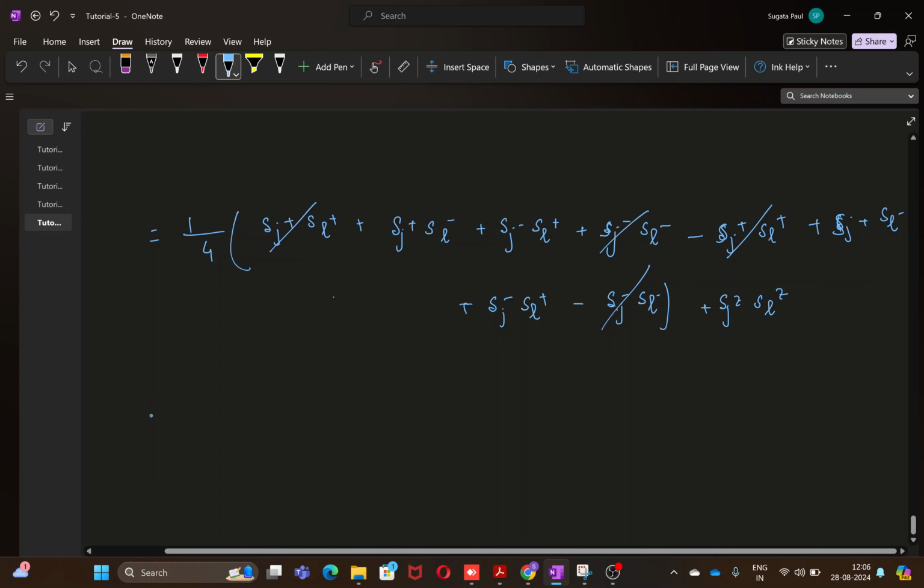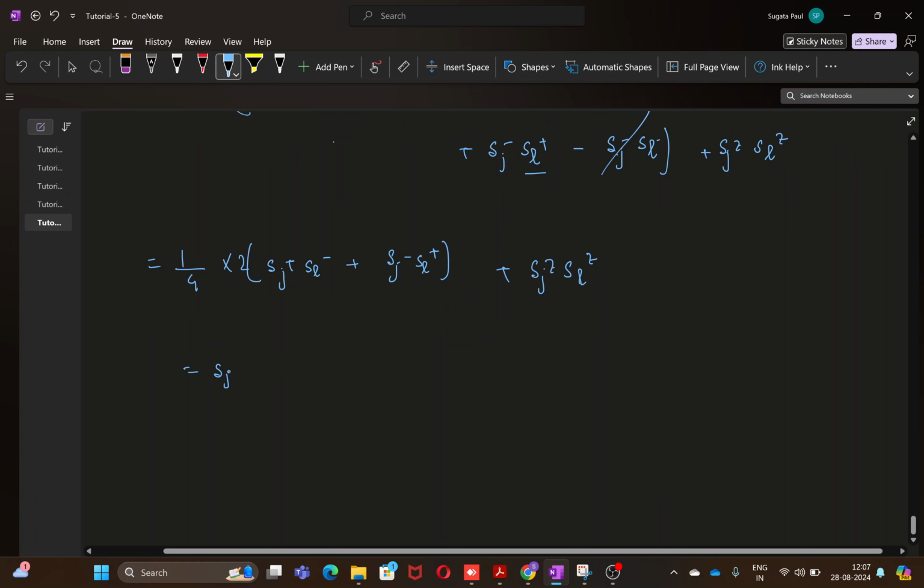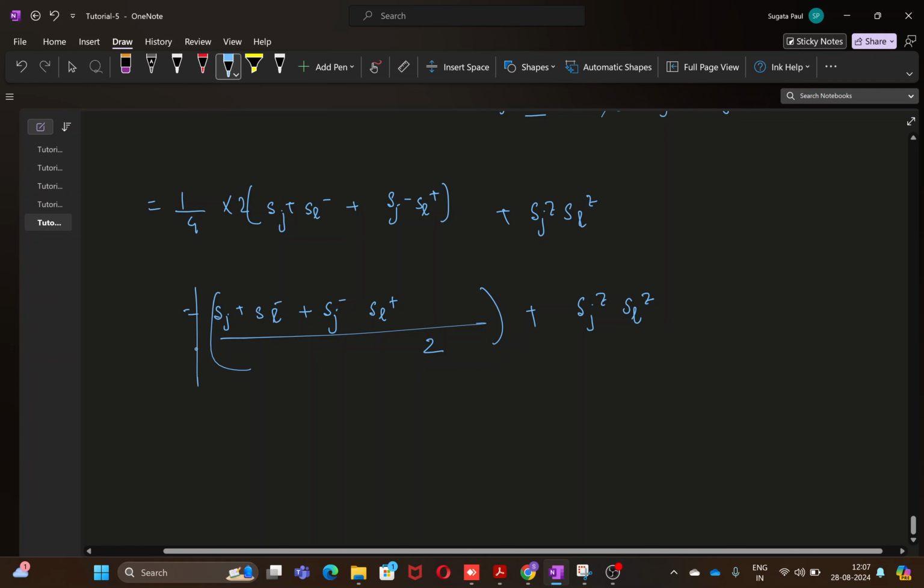So whatever we are left with is half into, now this Sj plus SL minus is present 2 times, so we'll just have twice, and also this Sj minus SL plus is also twice, so just take the 2 factor outside and remains Sj plus SL minus plus Sj minus SL plus, and also the remaining term is Sjz SLz. So you have Sj plus SL minus plus Sj minus SL plus by 2, plus Sjz SLz. So this is your final answer.